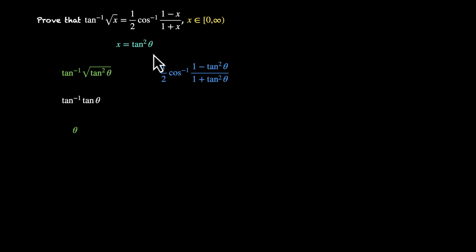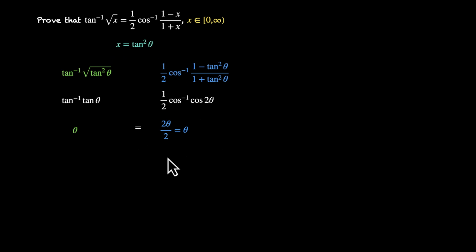Here we have half of cos inverse (1 minus tan square theta) by (1 plus tan square theta). And this is an identity. (1 minus tan square theta) by (1 plus tan square theta) is actually cos of 2 theta. So we can rewrite this as half of cos inverse cos of 2 theta. Again, cancelling cos inverse and cos, we get 2 theta by 2. That's equal to theta. So both sides end up being theta, which means both sides are equal. Hence, we have proved that this identity works.